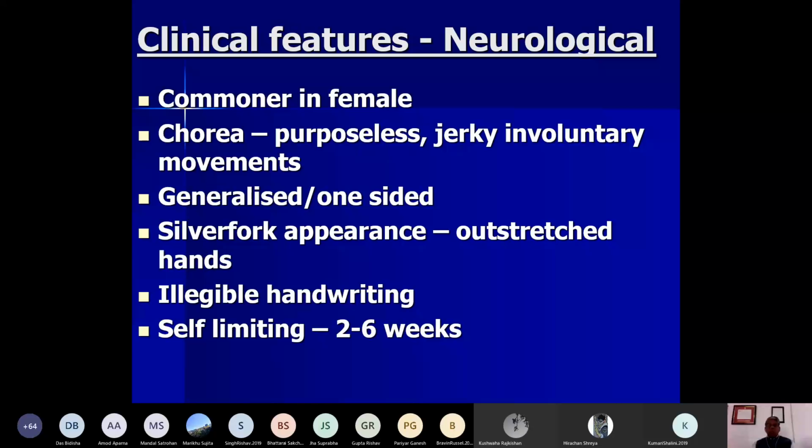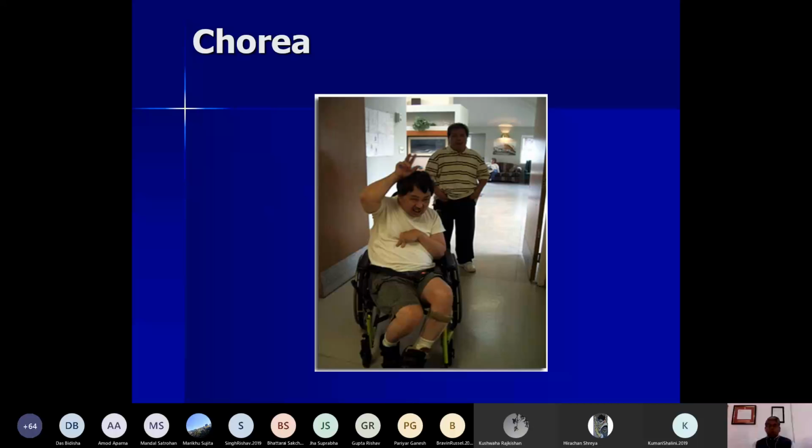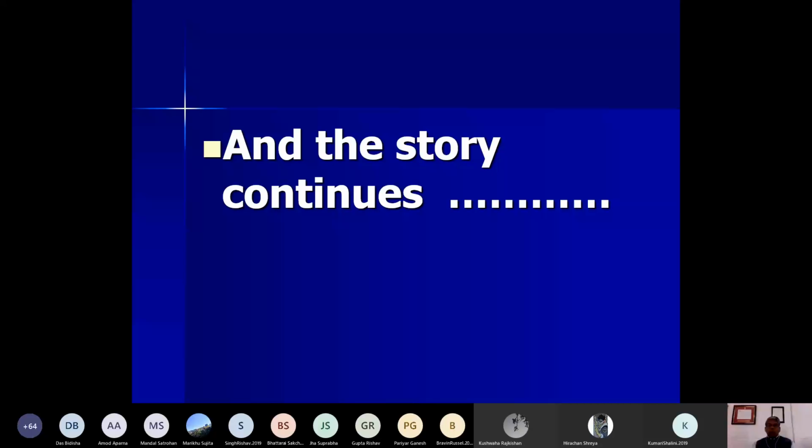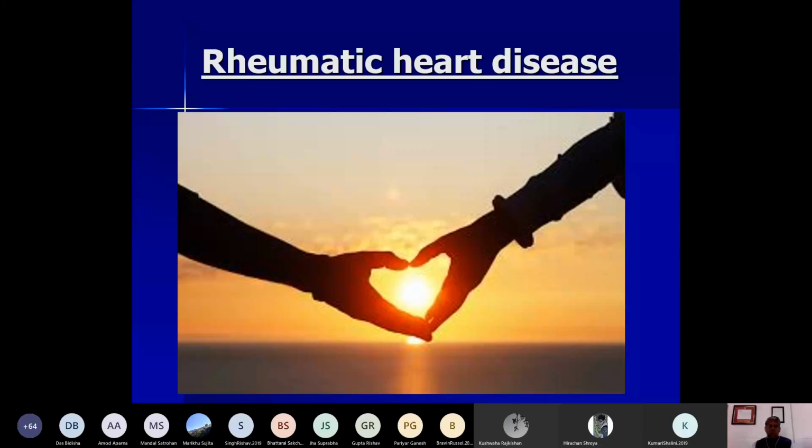Luckily, all these symptoms, all these signs, the cutaneous, the joint, as well as neurological, are transient and they get over within about 2 to 6 weeks time, and the patient may not have any problem. But the problem actually comes because of the long lasting effects on the heart. So let's look at what happens to the heart in case of rheumatic disease. That is now called rheumatic heart disease.